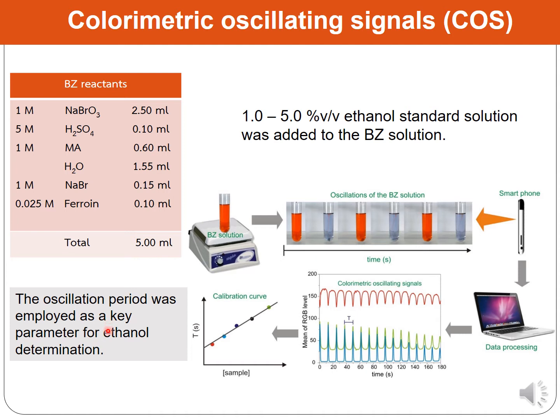Imagine that when we perturb, or add, the ethanol standard solution with different concentrations ranging from 1 to 5% by volume, the oscillation period will change. So we can construct the calibration curve plot between oscillation period and concentration of ethanol.